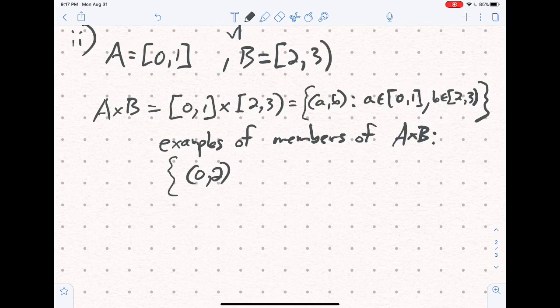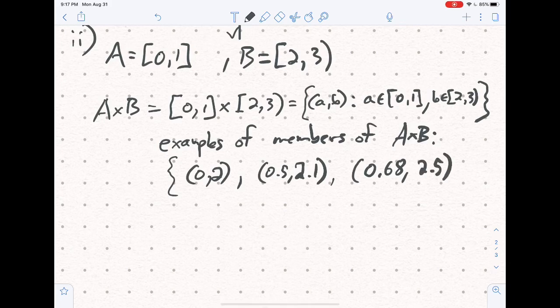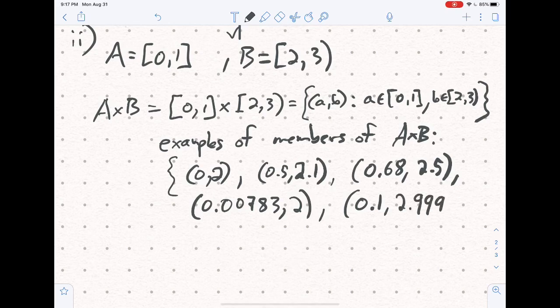Okay, if you did pause the video, good for you. I'm going to write down a couple of them now. So, for example, (0.5, 2.1), (0.68, 2.5), (0.00783, 2), (0.1, 2.999), etc. dot dot dot. Those are dangerous dot dot dots, because they just mean continue like this.